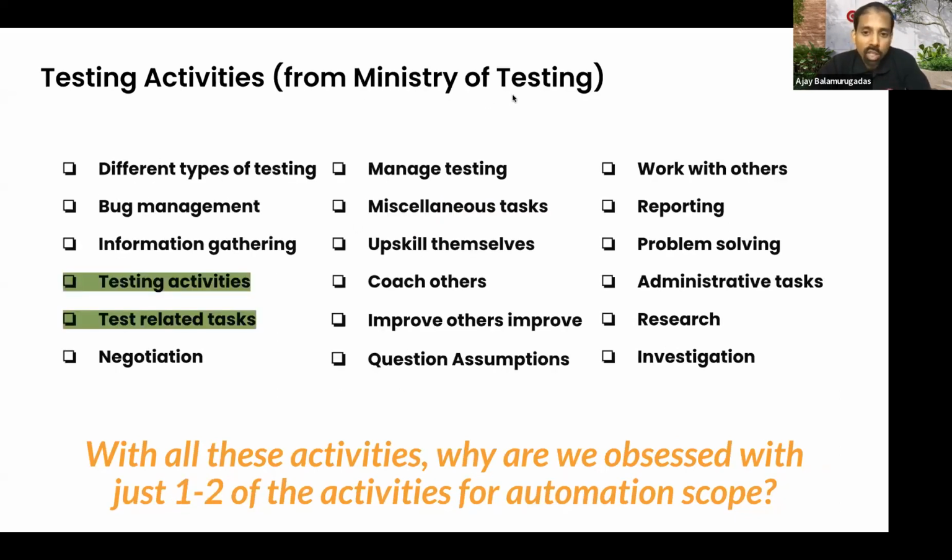Again, from Ministry of Testing, these are some of the different things that the community has collated. Now I've highlighted two of those activities where the majority of the testers think we can go ahead and automate. Again, with all these activities, why are we obsessed with just one or two of these activities for automation scope? Why can't we automate other tasks?